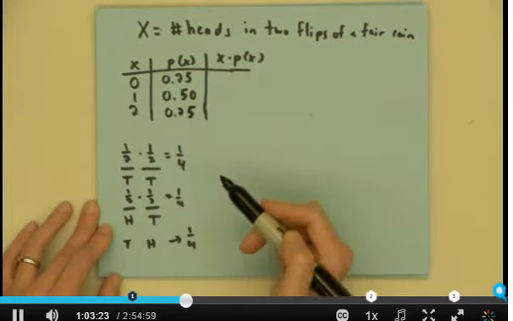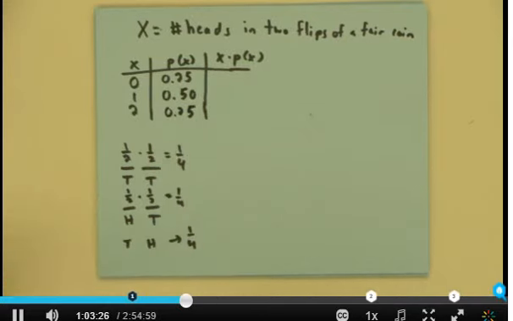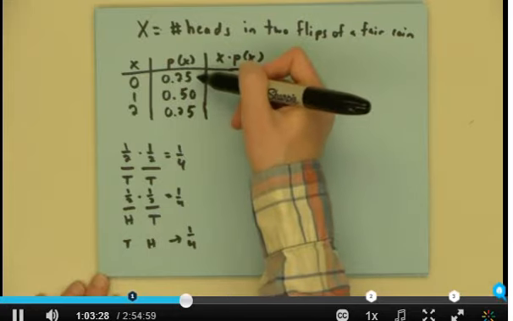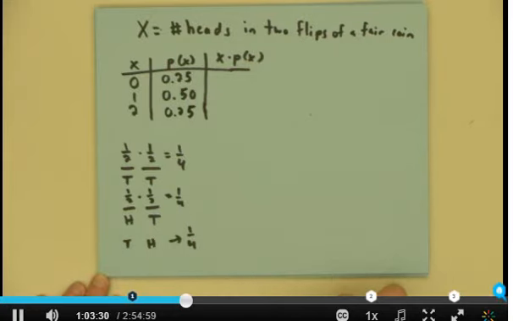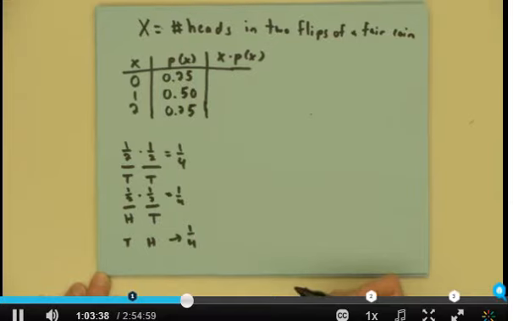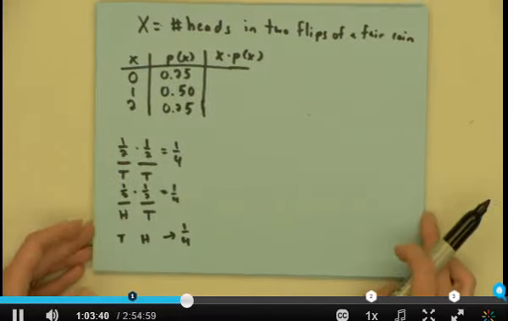I could also calculate it, and I could also think about, in this case, there's so many symmetries that the 0 heads and the 2 heads have to be the same. Because 0 heads is the same as 2 tails, and 2 heads is the same as 0 tails. So if it's a fair coin, all of those probabilities should be equal.